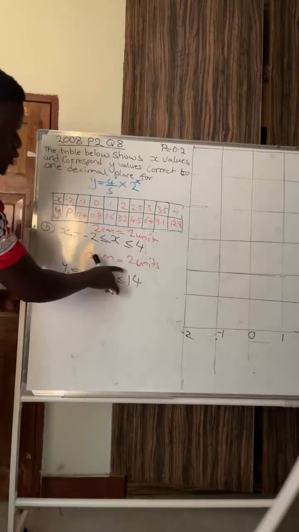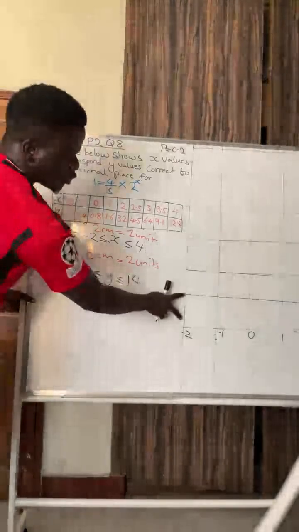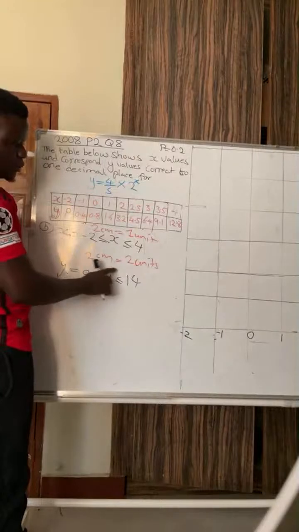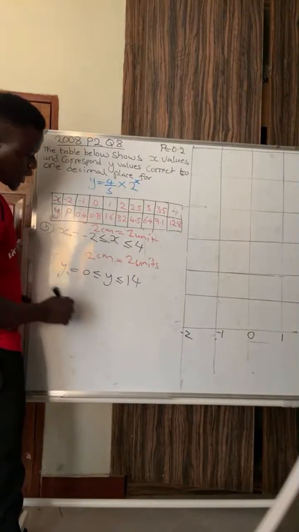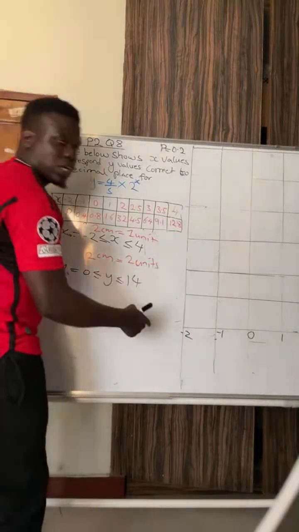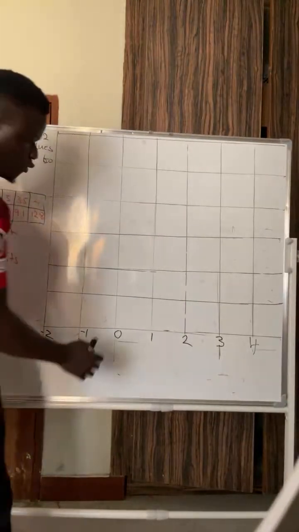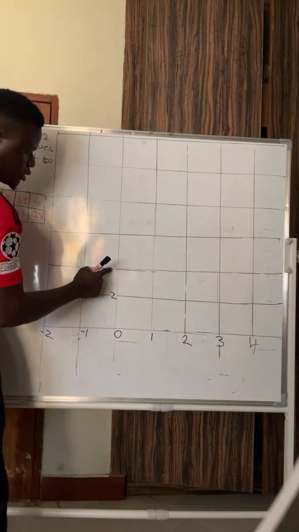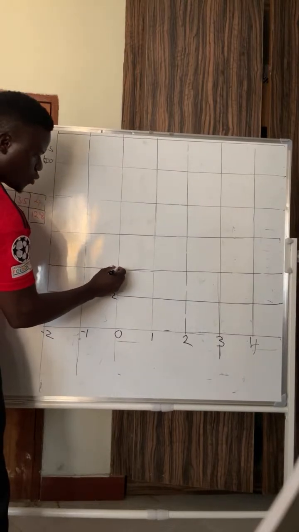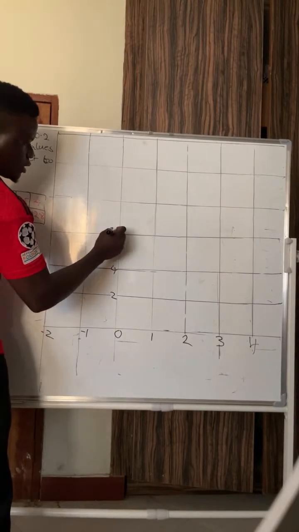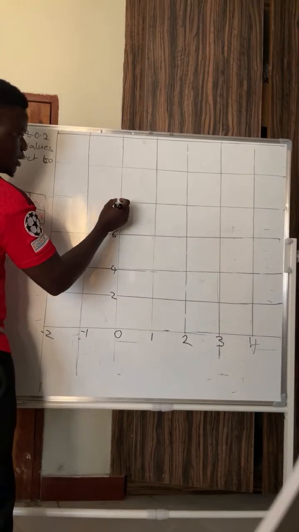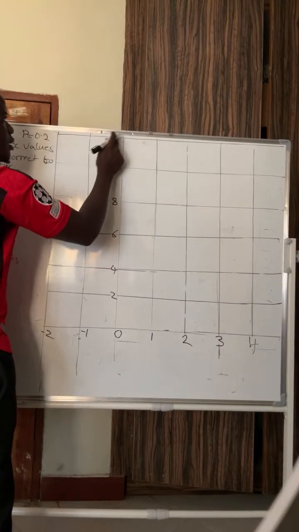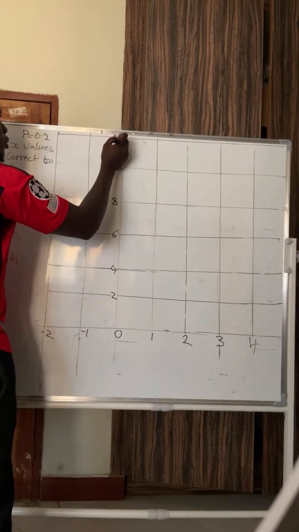It's 0 to 14, but we are using the full 2 centimeters. Under 1 centimeter it's half, but here it's 2 centimeters. So since it's 2 centimeters, we'll be going at 0, 2. So we'll move from 0, since it's 2 units, 2, 4, 6, 8, 10, 12.